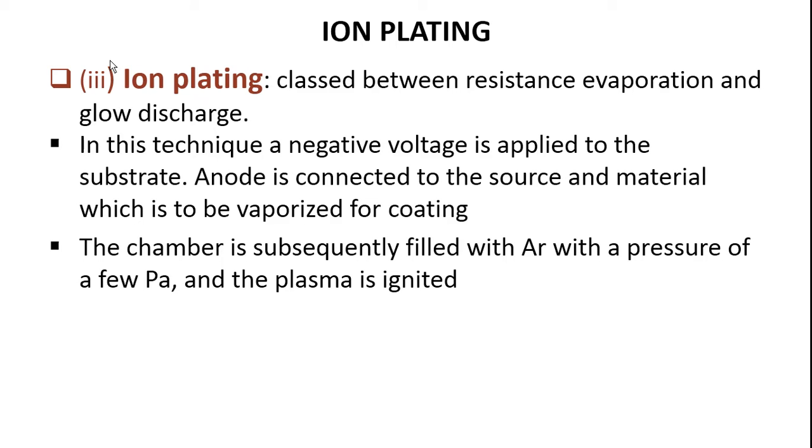The anode is connected to the source and the material which is to be vaporized before coating. The anode, or positive polarity, is connected to the source, and the material which is to be vaporized upon the substrate is made positive. The chamber is subsequently filled with argon gas at a pressure of a few Pascal.